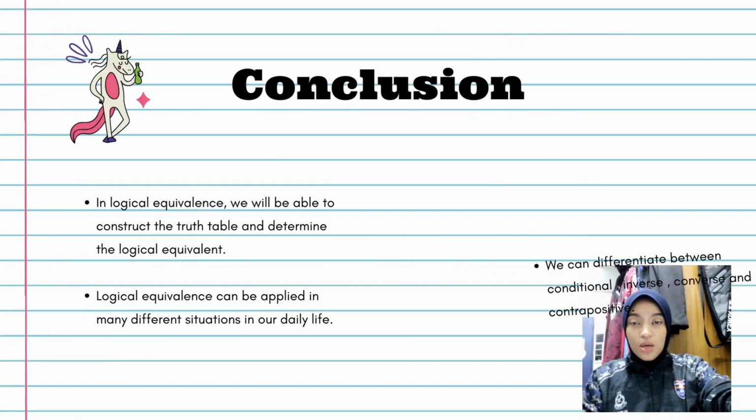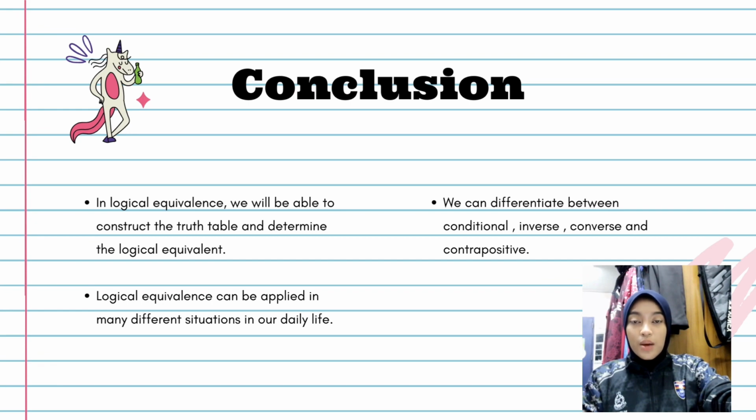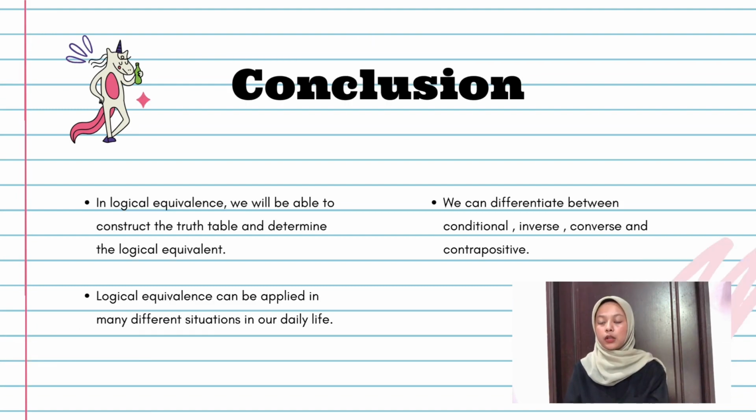In conclusion, with logical equivalence, we are able to construct the truth table and determine the logical equivalence, and in addition, logical equivalence can also be applied in many different situations in our daily life. Lastly, we can differentiate between the conditional, inverse, converse, and contrapositive.